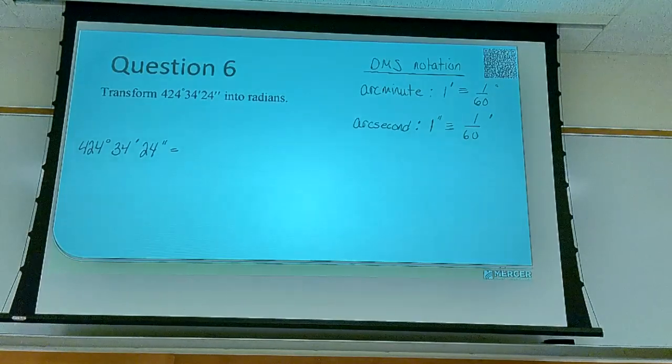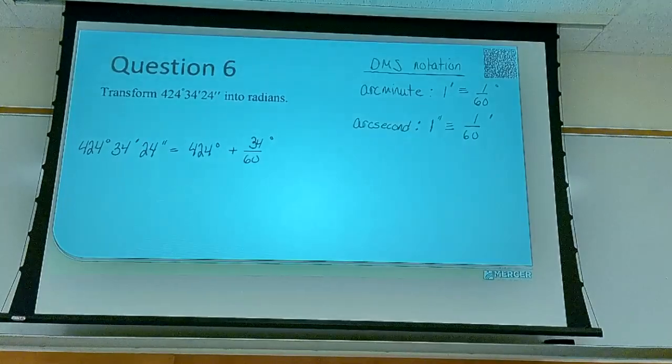We have to convert this to radians. So first, just write this as purely degrees. Again, nothing to do with the 424 degrees, that's already in degrees. 34 arc minutes is 34/60ths of a degree. And then 24 arc seconds, 24/3600ths of a degree.